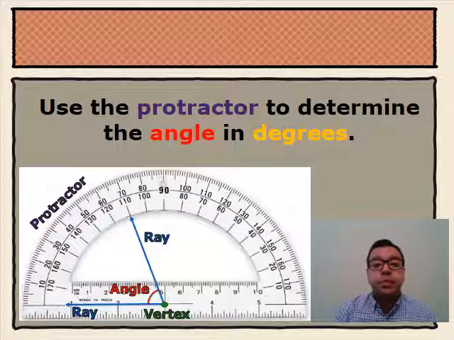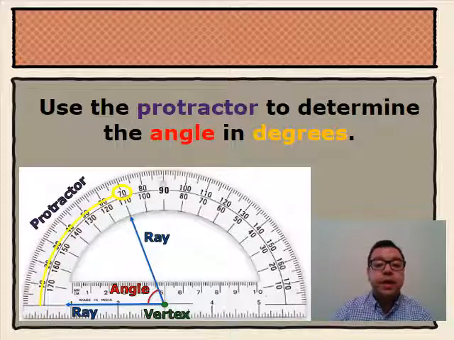We will again use a protractor to determine the angle in degrees. Here we see that our protractor has the vertex at its center mark, and that one of our rays is lined with our protractor. We'll start counting from the 0 mark until we get to the second ray. So we have 10, 20, 30, 40, 50, 60, 70.